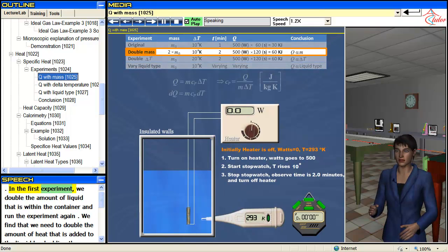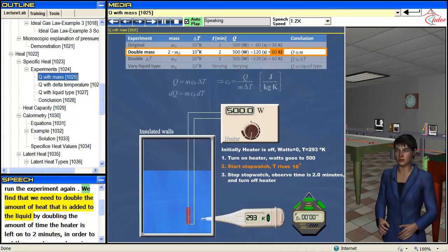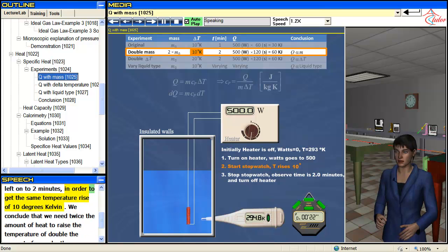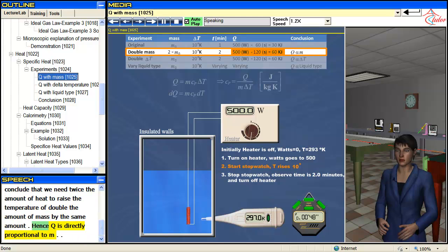In the first experiment, we double the amount of liquid that is within the container, and run the experiment again. We find that we need to double the amount of heat that is added to the liquid, by doubling the amount of time the heater is left on to 2 minutes, in order to get the same temperature rise of 10 degrees Kelvin. We conclude that we need twice the amount of heat to raise the temperature of double the amount of mass by the same amount. Hence Q is directly proportional to m.